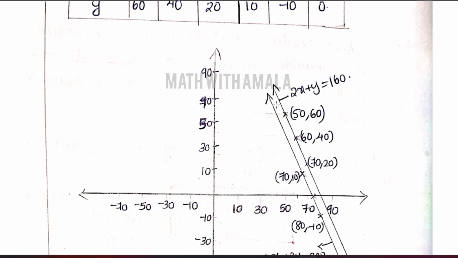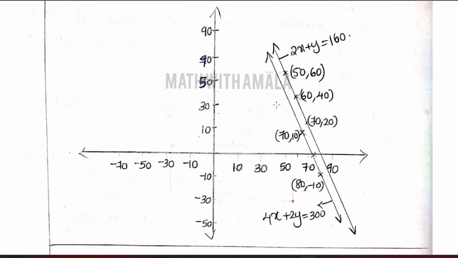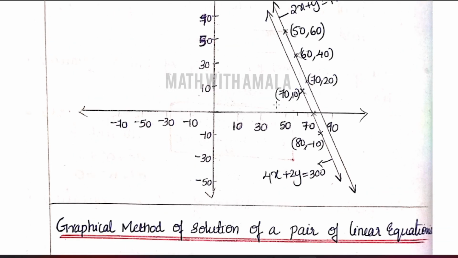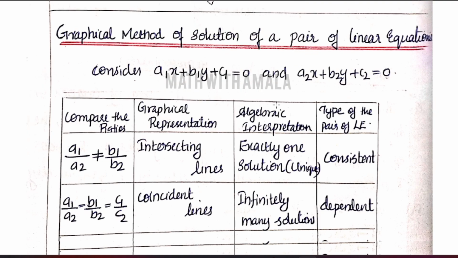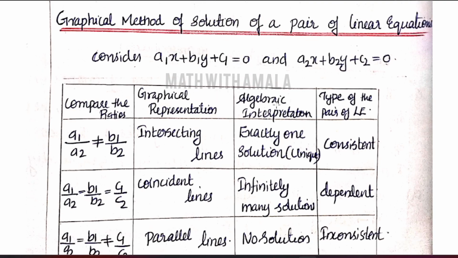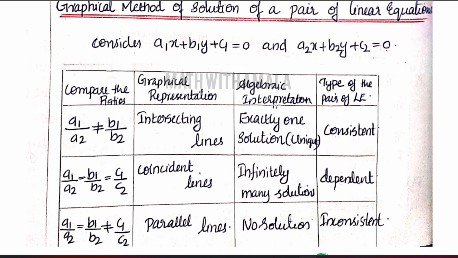Now you can see that these two lines are not touching at any point, which means they are going parallelly. So by this method, you have shown that these lines are not meeting at any point and they do not have a solution.